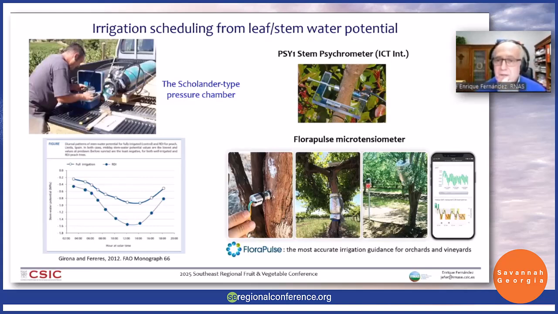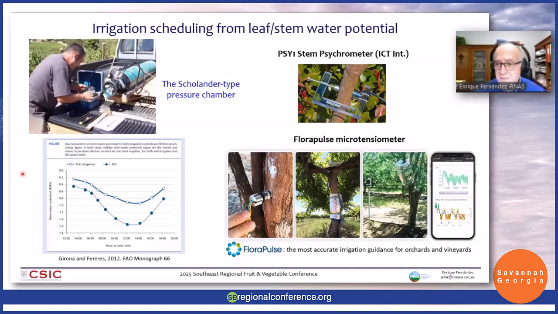One of the most widely used variables from the plant to schedule irrigation is the so-called leaf or stem water potential. Until very recently, this variable was measured with this apparatus here, which is called the Scholander chamber. For instance, you have here an example for a peach orchard in which they apply full irrigation and regulated deficit irrigation. And they measure every hour and a half or 2 hours all along the day with the Scholander chamber the level of water stress of the plant, and you see the differences.